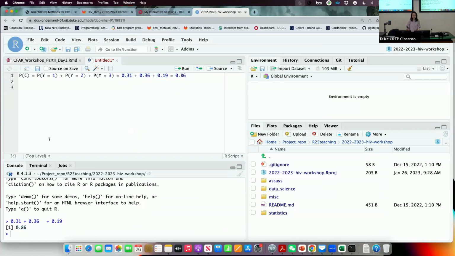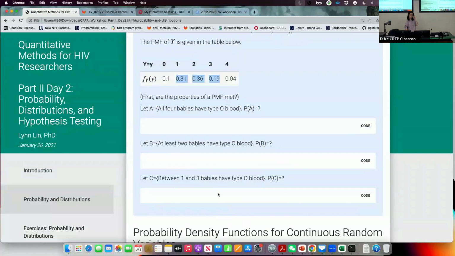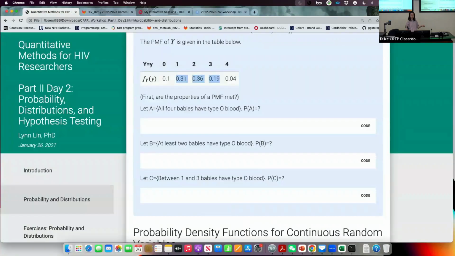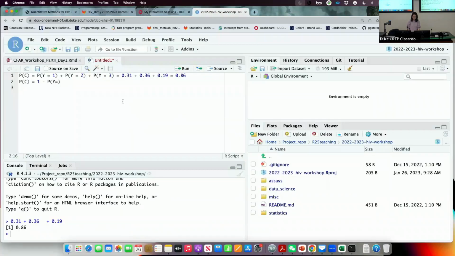So this is one way to solve this problem. Is there any other way to get to this probability? You can subtract the probability of 0 and 4 from 1. Yes, because we know the entire sample space is 1. So we use 1 minus what will be excluded from the description of this event. I'm not interested in 0 babies having that particular blood type, so I'm going to subtract probability Y equals 0, and also probability Y equals 4.